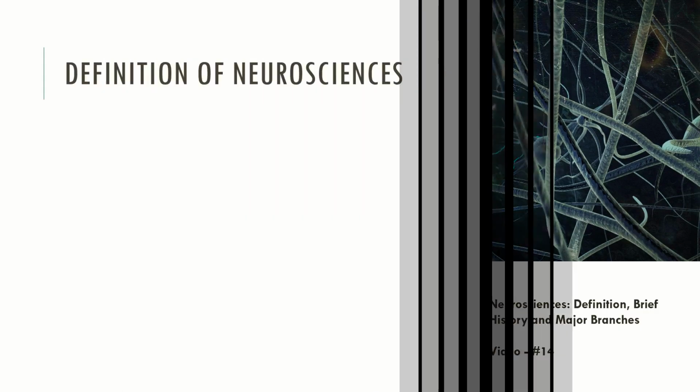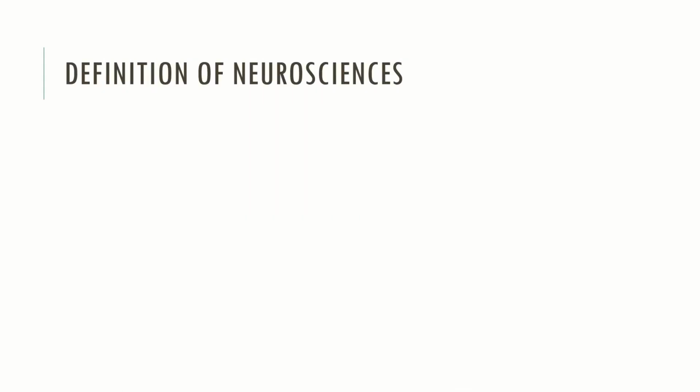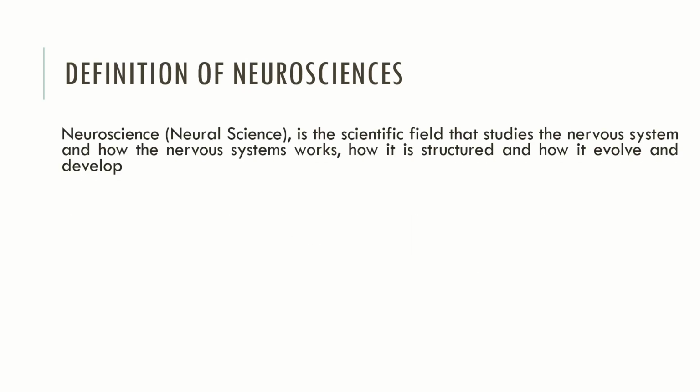And now let's see the definition of neurosciences. Neuroscience, or neural science, is the scientific field that studies the nervous system, how it works, how it is structured, and how it evolved and developed through time.